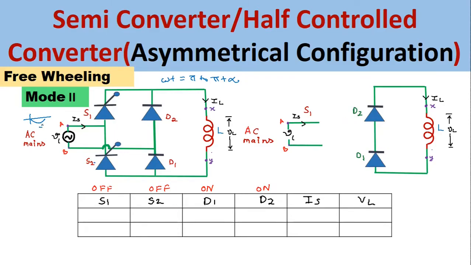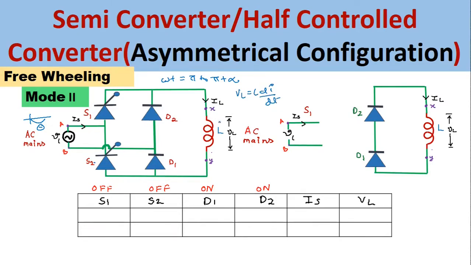So when the negative half cycle of the AC input signal comes into this circuit, what happens? Since this inductor is an energy storing device, and in mode number 1 it has already stored the energy, as soon as the negative half cycle comes into this circuit, there is a change in the current through the inductor. This inductor has the property to oppose the change of the current through it. So to oppose the change of the current, it produces a self-induced EMF across it, which is given by VL equals L di by dt.